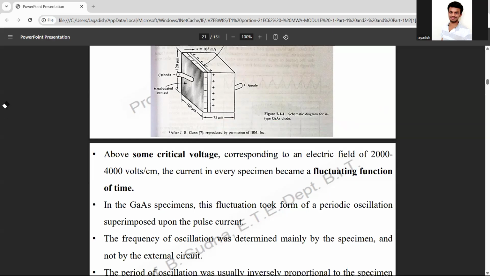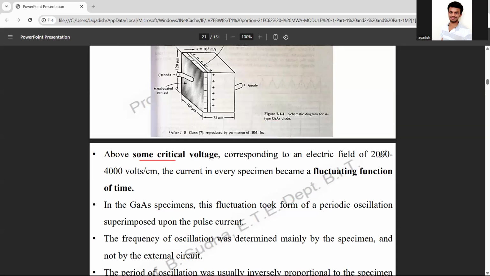I will be telling, this is very important. See this Gunn effect, 10 marks they will be asking. So next you have to write the theory related to it. After drawing the diagram, above some critical voltage corresponding to an electric field, these values and all you have to remember, write and practice.